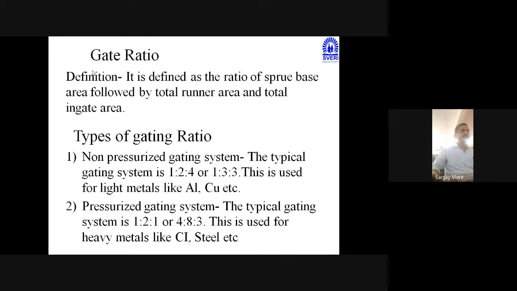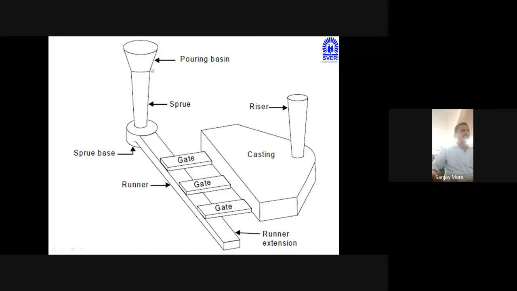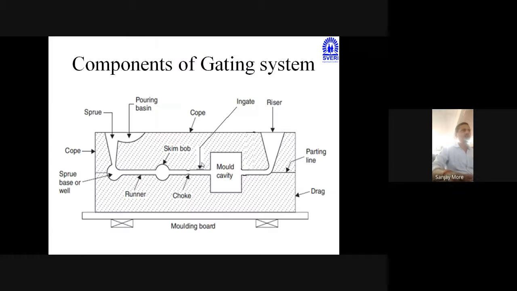See the definition. It is defined as the ratio of spur base area followed by total runner area and total ingate area. Means this is the pouring basin spur area, this is the ingate area, and this is the runner and gate area. These three areas are included to find out the gate ratio or gating ratio.